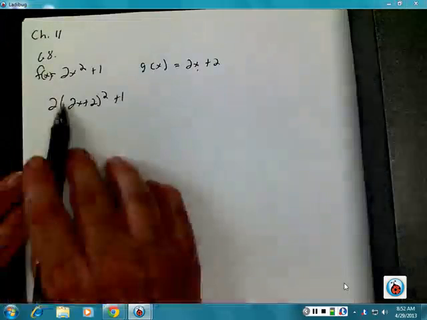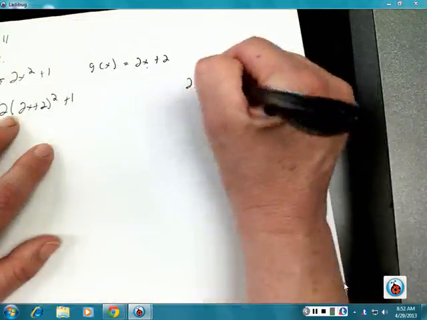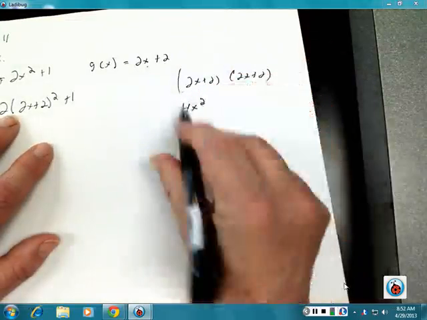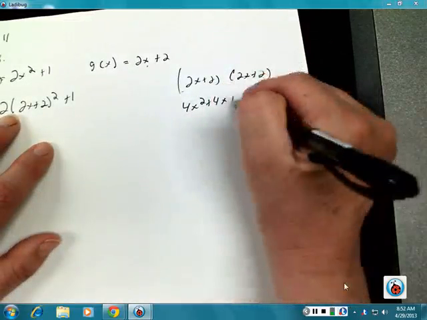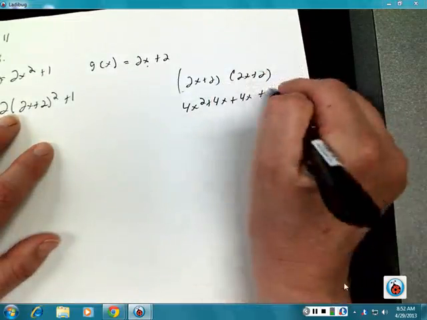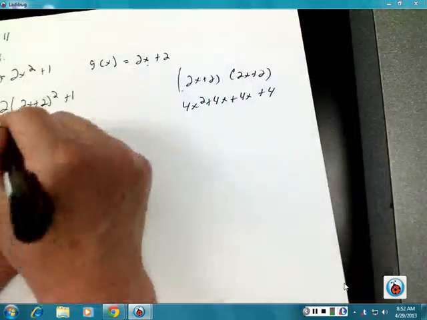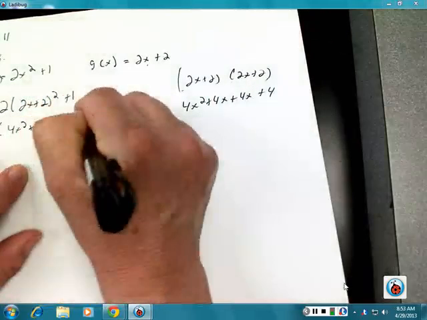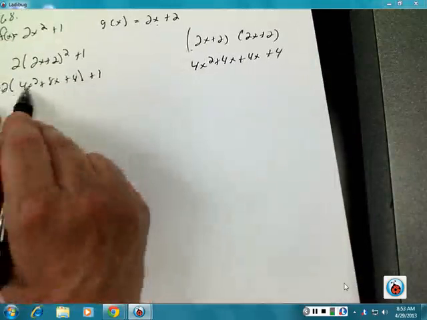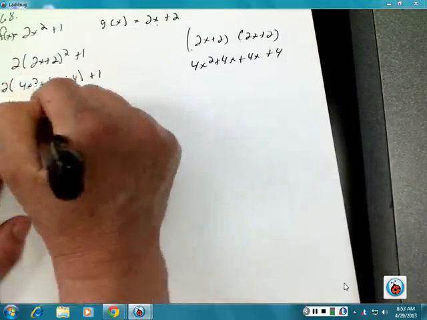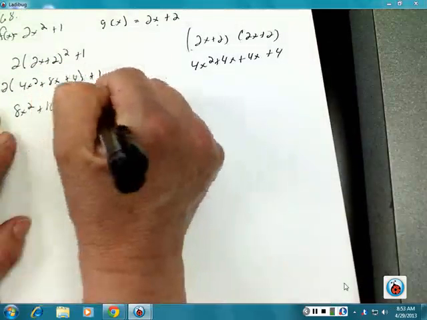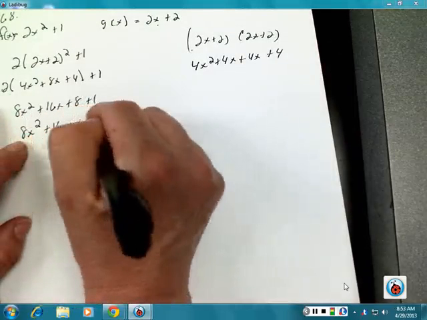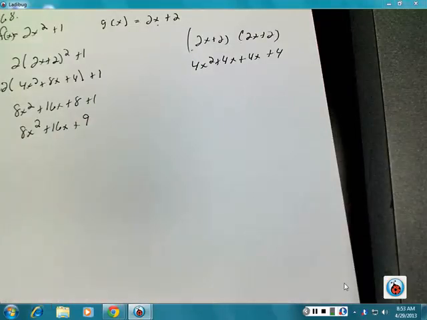To finish it out, I need to square this. So 2x plus 2 times 2x plus 2. 2x times 2x is 4x squared. 2 times 2 is plus 4x. 2 times 2x is another plus 4x. 2 times 2 is 4. Put them together: 2 times (4x squared plus 8x plus 4) plus 1. 2 times 4x squared is 8x squared. 2 times 8x is 16x. 2 times 4 is 8, plus 1. My final answer is 8x squared plus 16x plus 9, because I had to combine it. You all right with that part?